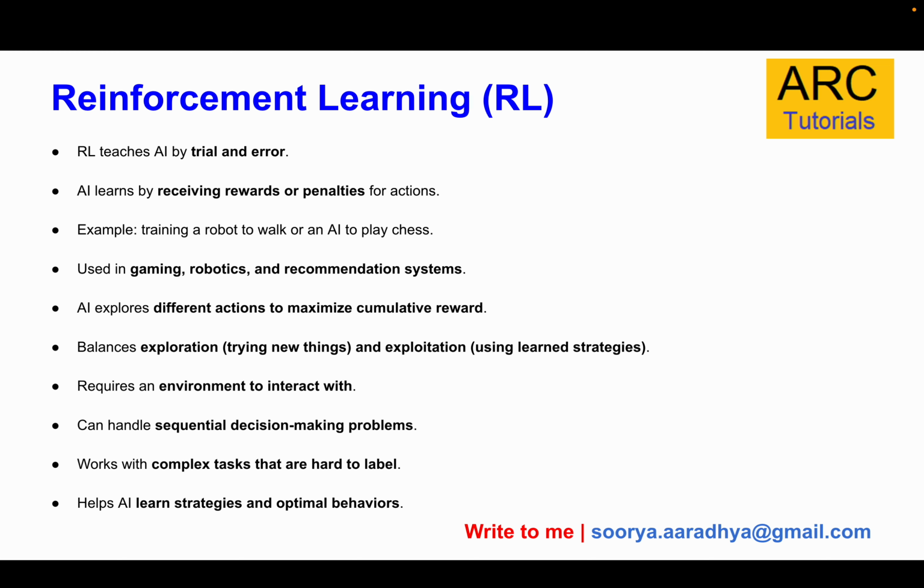If I move a particular, say, step in chess, what would be the outcome? If I take the other way, what would happen? So these are the different actions that would result in maximizing your cumulative reward. Now, this helps in balancing exploration, which is trying new things, plus exploitation, which is using the learned strategies. So, remember these two pairs of words: trial and error, and exploration and exploitation.